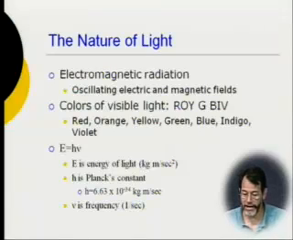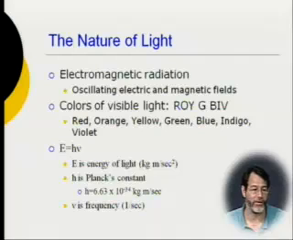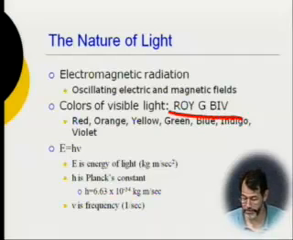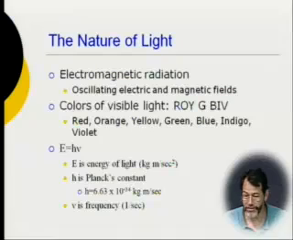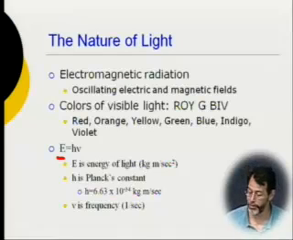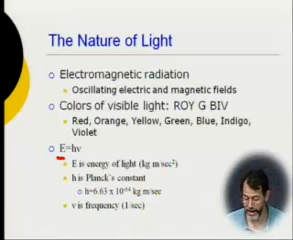Okay, the nature of light. Light is electromagnetic radiation. It's essentially oscillating electric and magnetic fields. Yes, that's really weird. You don't have to know more detail than that, really. Colors we reviewed last time, Roy G. Biv: red, orange, yellow, green, blue, indigo, violet. Interesting story in indigo I won't go into. All light has energy. The closer you are to blue and violet, the more energy it has.